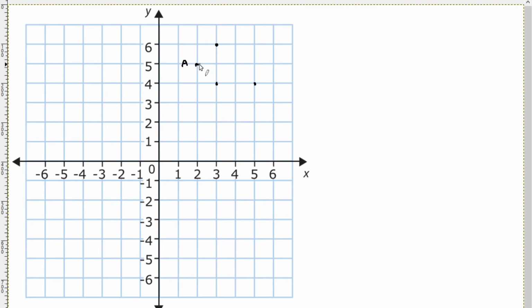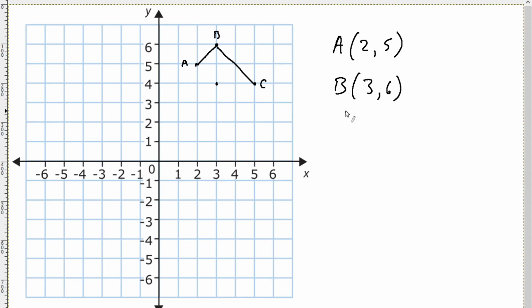So we've got A right here, and A is 2, 5. We've got B over here, which is 3, 6. Got C right there, which is 5, 4. And we've got point D down here, which is 3, 4.